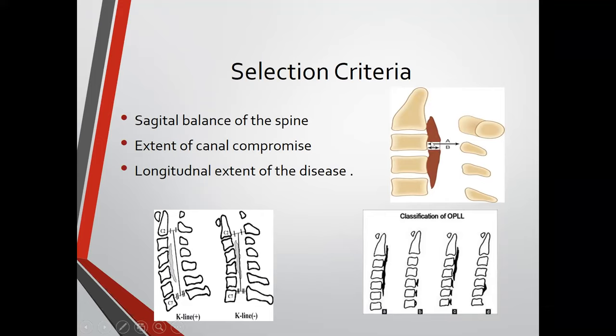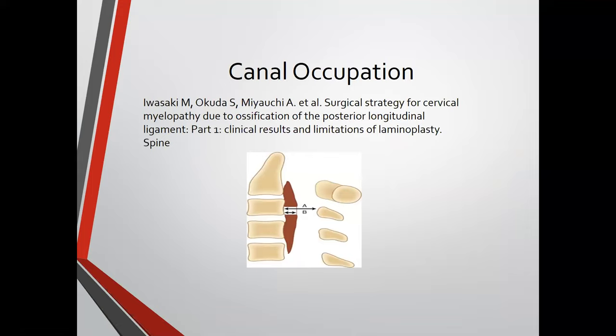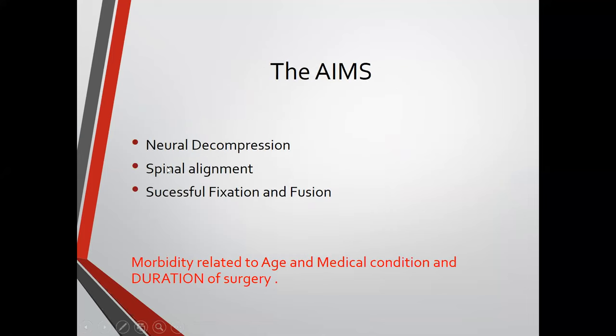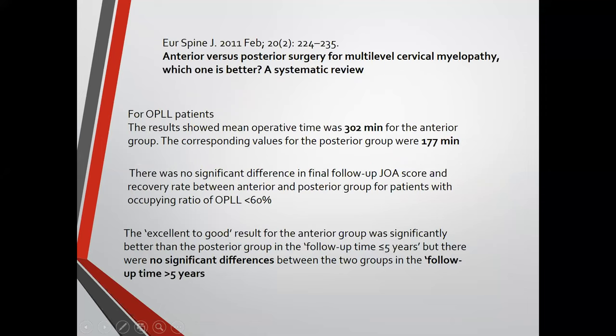There are various concepts which are used in making the decision in OPLL surgery, and canal occupation is, of course, a very important aspect. So the aims are what? Neural decompression, maintaining spinal alignment, and successful fixation and fusion. Various studies have shown that anterior surgeries have better results as compared to posterior surgery, but over a period of time it squares off and does not make much difference after 5 years, whether you have done an anterior surgery or posterior surgery.